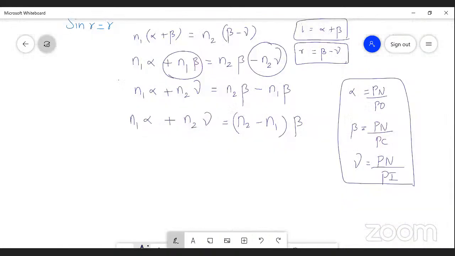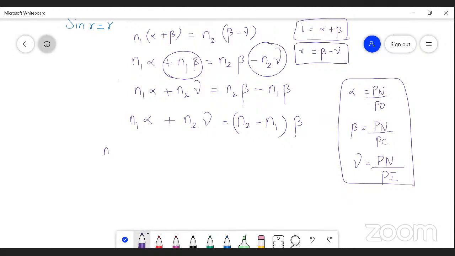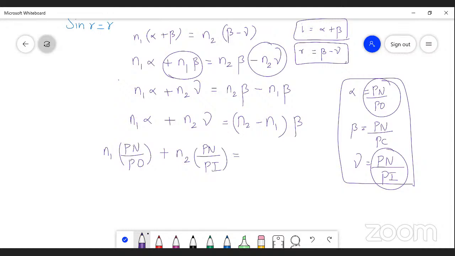For convenience, I want to substitute this. N1 into the alpha value, PN divided by PO, plus N2 into the gamma value, PN divided by PI, which is equal to N2 minus N1 of the beta value. Beta is equal to PN divided by PC.